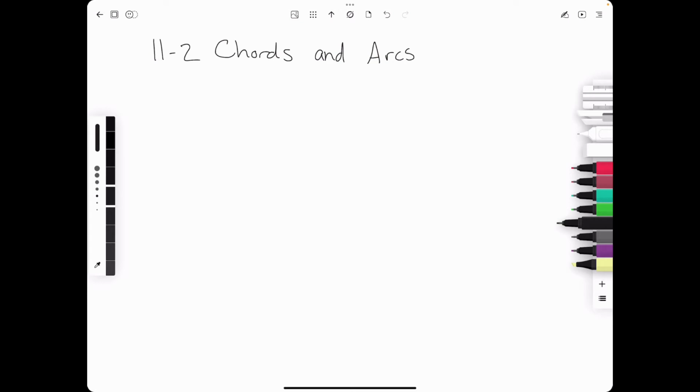Okay, section 11.2, chords and arcs. But what is a chord? A segment whose endpoints are on the circle. Nice job reading.